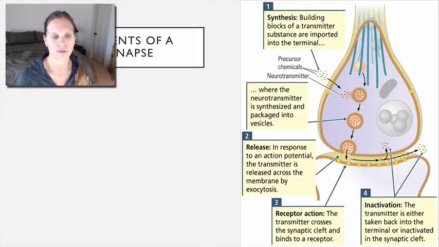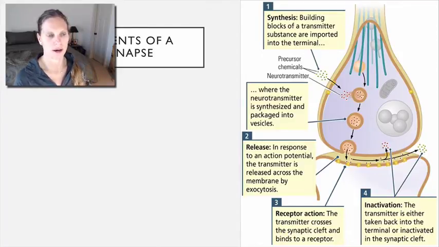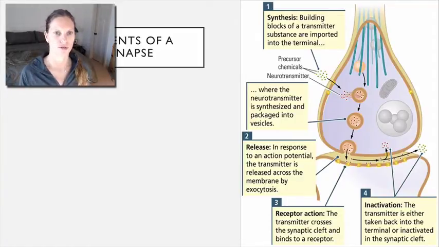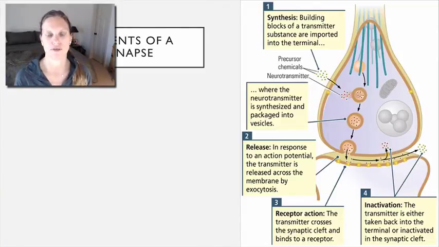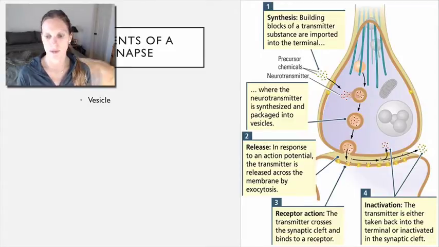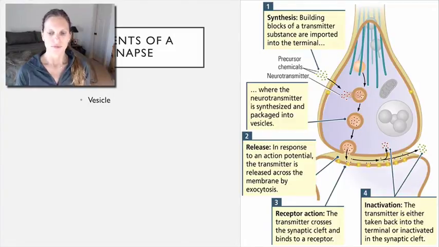Okay, so let's think about a synapse for a second. When we talk about the steps of what's going on at the synapse, the first thing that has to happen is we have to synthesize a neurotransmitter. The neurotransmitters are made either by the cell body or in the terminal portion of the axon. The neurotransmitters that we're talking about here are norepinephrine and acetylcholine. They're made and stored in these vesicles.